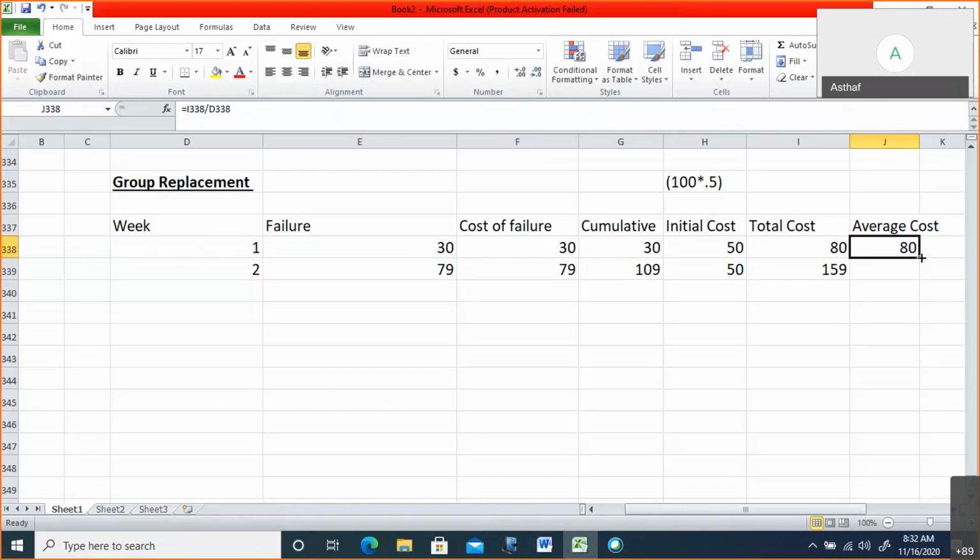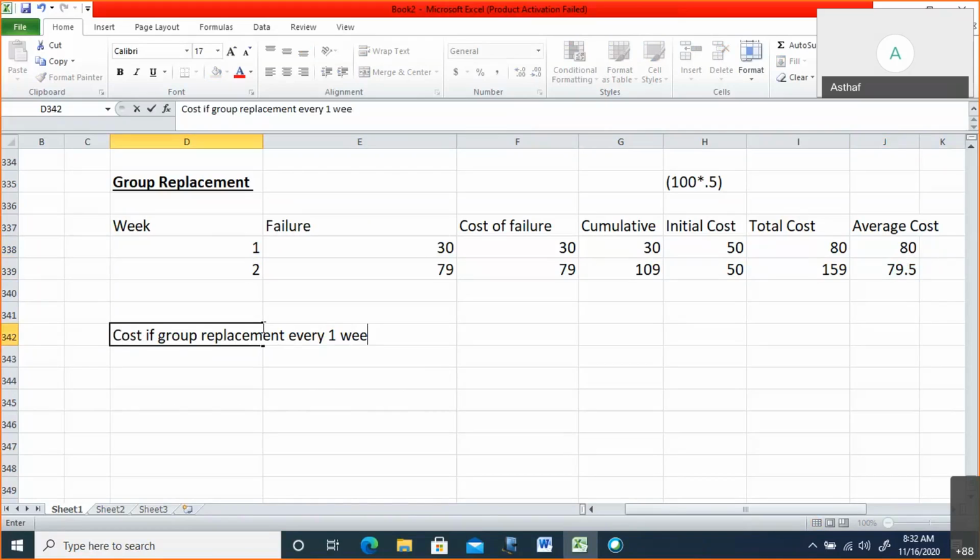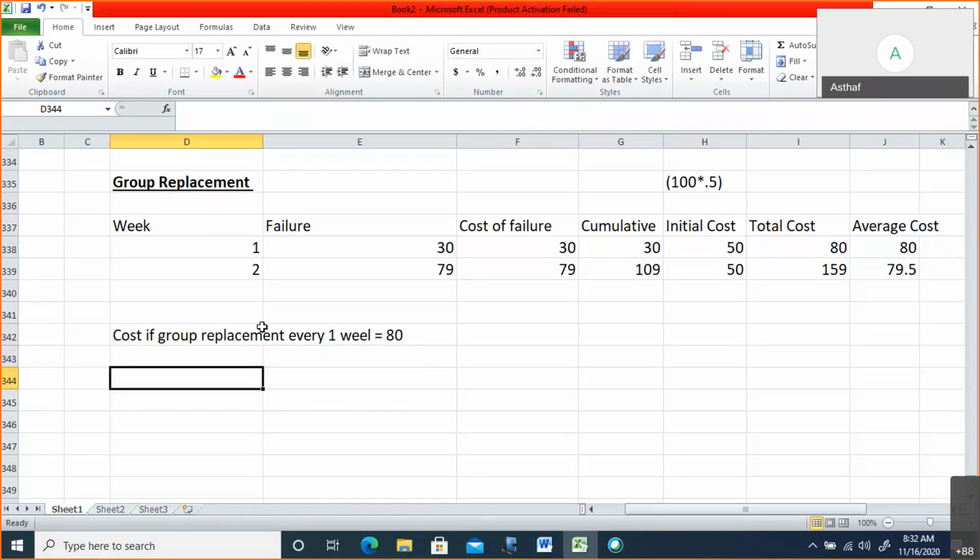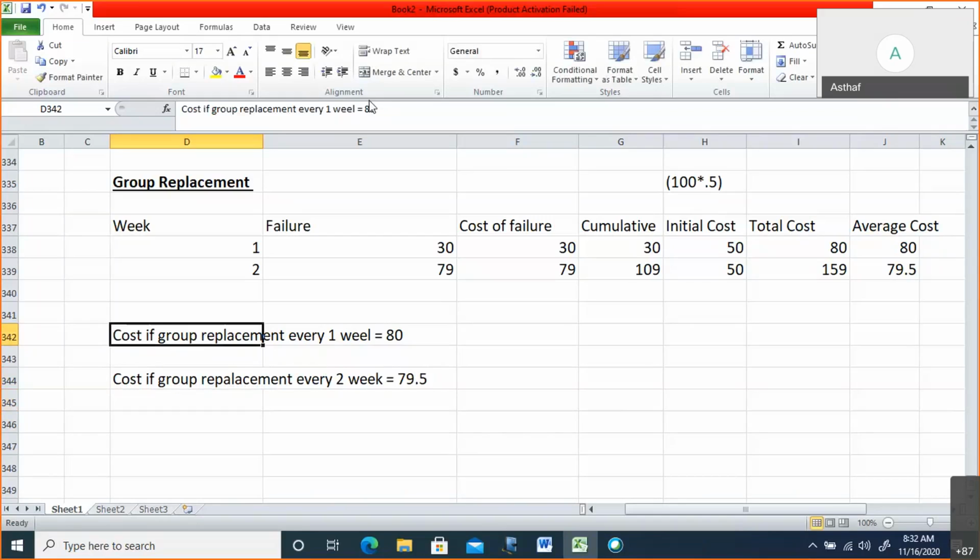See, look here. So what is the cost if group replacement every 1 week? What is the cost if group replacement? See, for your online MTP question like that, for each they will ask 2 marks. Every 2 week. Copy fast.